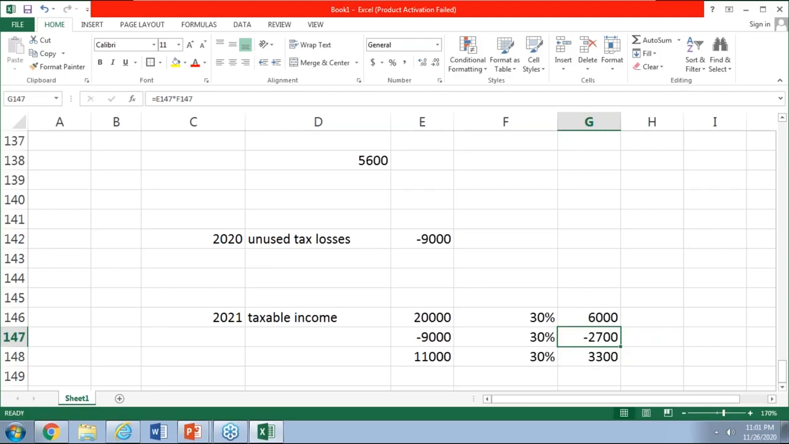So actually, exactly when you see, there is a saving of 2,700 because of this tax loss. Therefore, we recognize a deferred tax asset on this tax loss. If it was a DTL, then it should be deducted from the net assets, because net assets means assets minus liabilities.